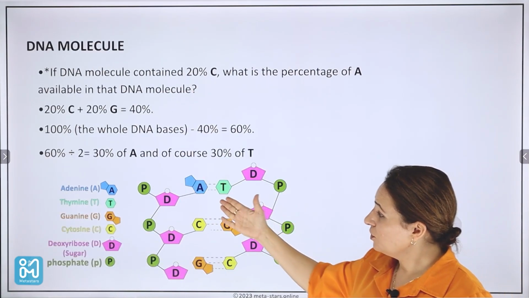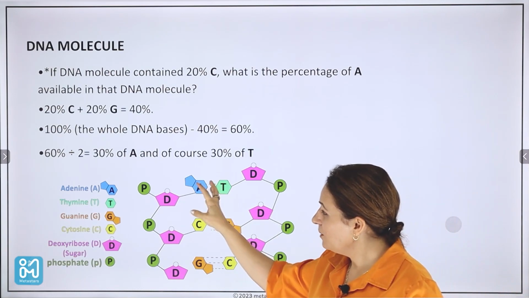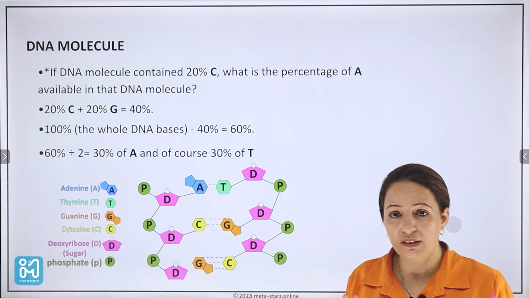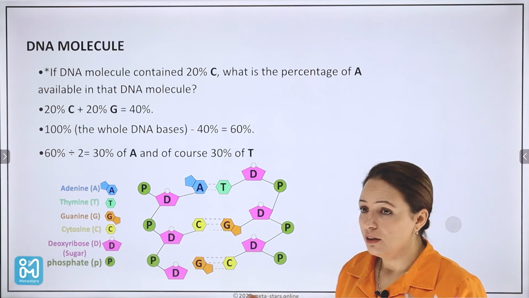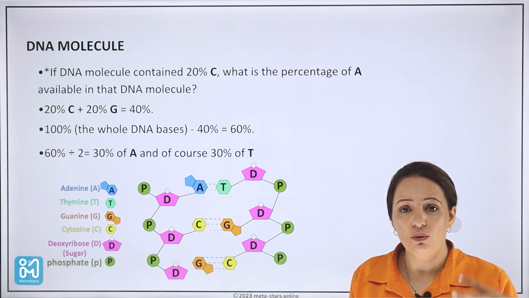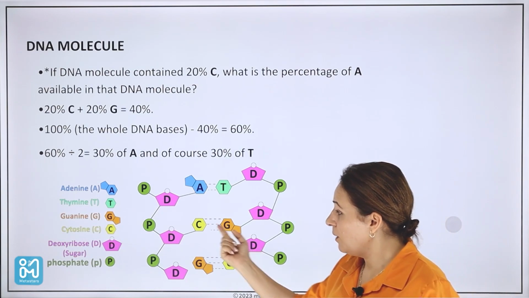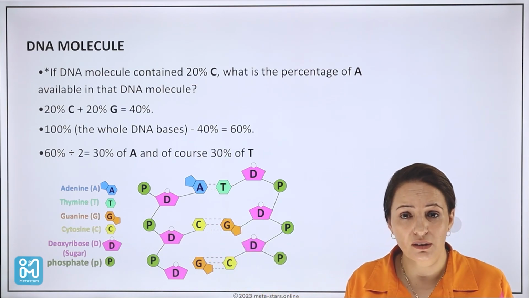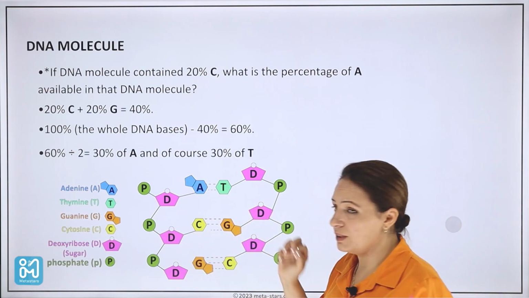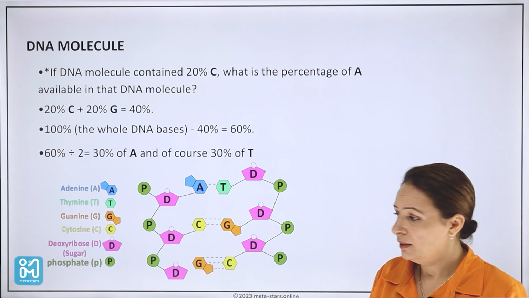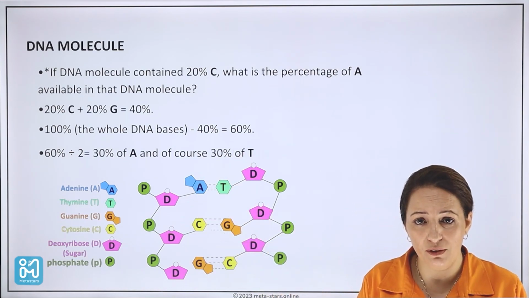Now, if we're talking about the percentage of each nitrogen base, we can see that the amount of adenine should always be equal to the amount of thymine, because as we have discussed, A always binds with T. So however many A we have, we will have T in front of it. For the C and G, it goes the same. The percentage of cytosine will always equal the percentage of guanine. And the percentages of these four nitrogen bases would always add up to 100%.